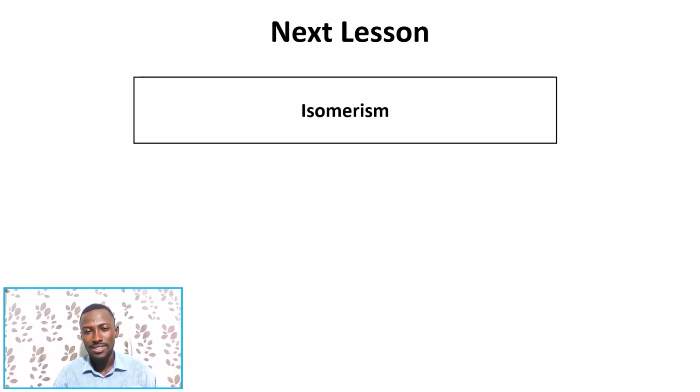Now our next lesson is isomerism. It reminds me of isosceles triangles. Does it have anything in common? Can isosceles triangles help us understand isomerism? What is the meaning of isomerism? That will be the topic we'll be discussing in our next lesson. So now we know how to name alkanes. Is it possible that the same molecular formula can give you different structural formulas? That will be the focus of our next lesson.